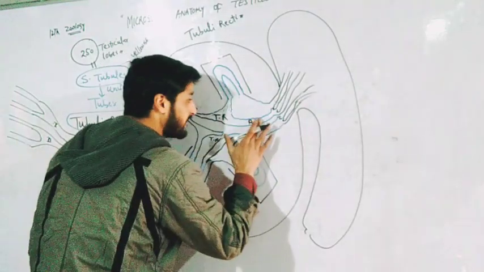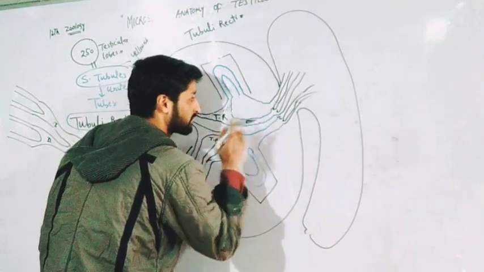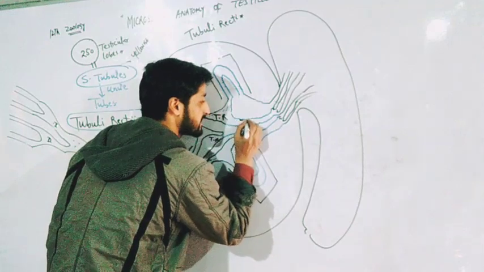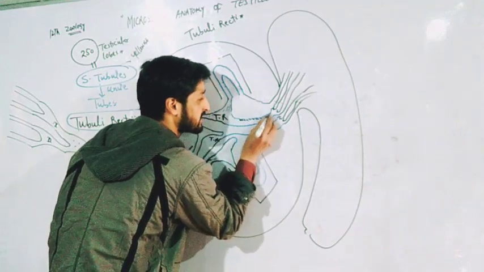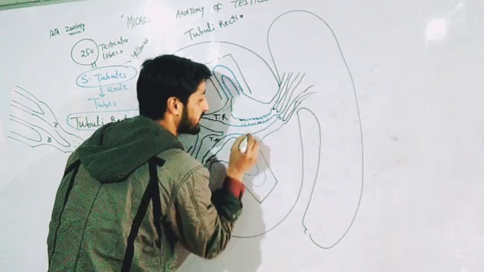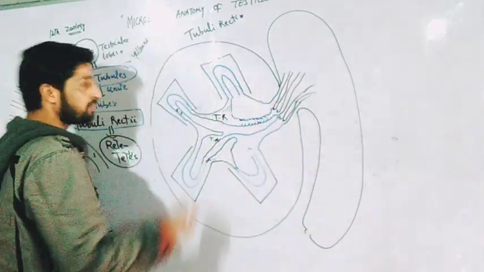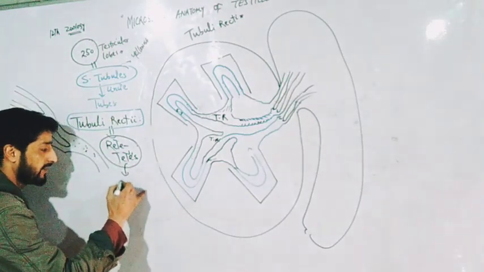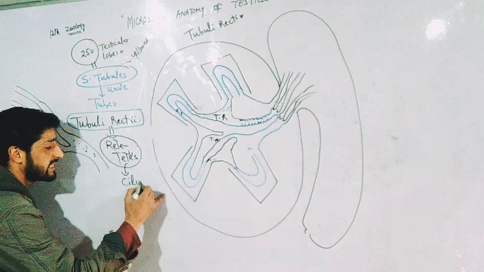Now, the point of concern is that the wall of the rete testis has thread-like structures, which you call cilia. The cilia help in the movement of sperms. The wall of the rete testis contains cilia.